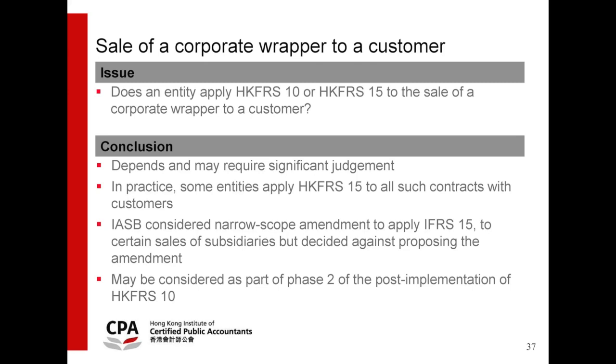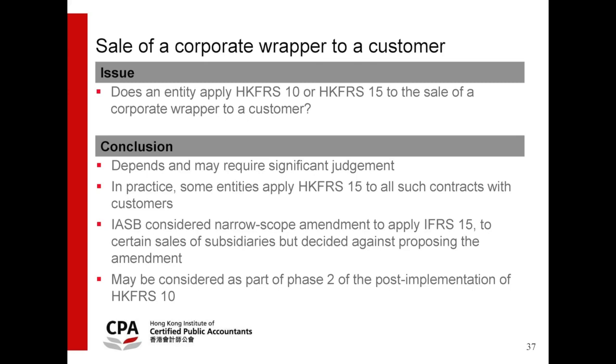That, for example, if it sells goods that it typically sells in its normal course of business, except it sells the goods in the form of a corporate wrapper, so the company holds the good in a subsidiary and sells that subsidiary to a customer. Would the company apply HKFRS 10 or HKFRS 15? Sometimes this may be done for various different reasons, and usually is for tax purposes. Why companies have done this to sell something that they would sell in the normal course of business in a corporate wrapper.